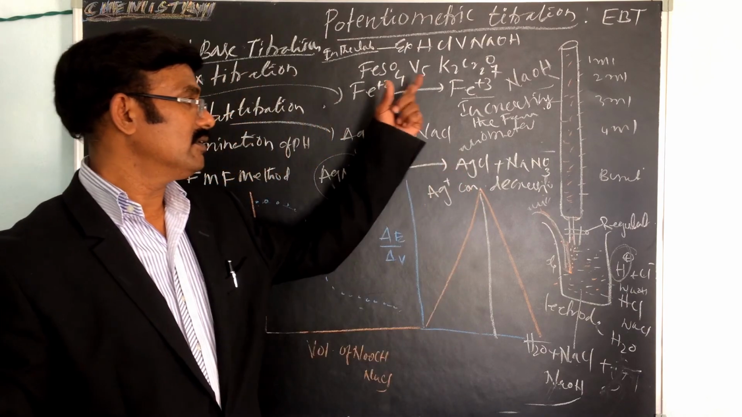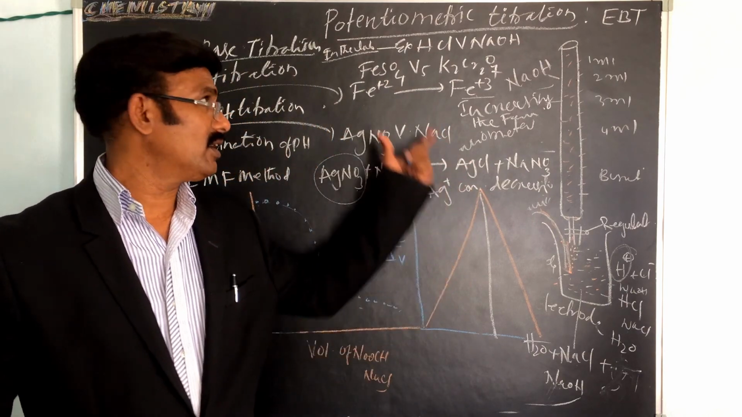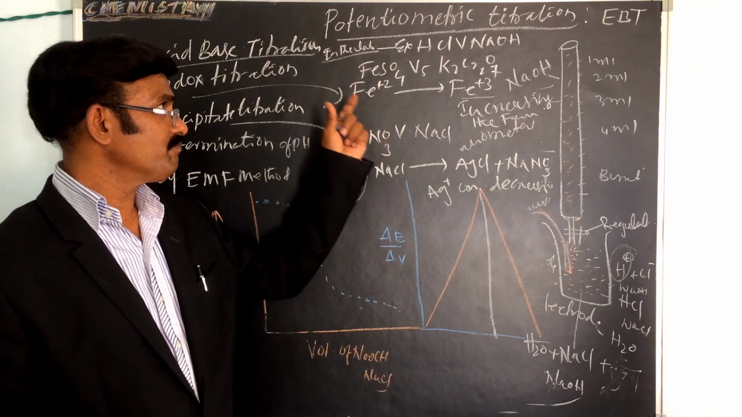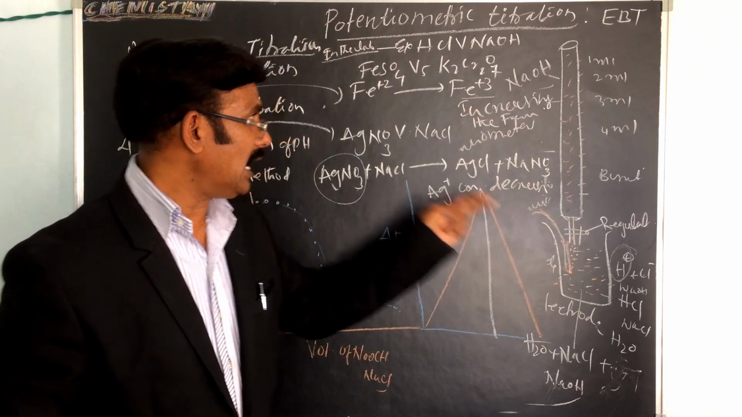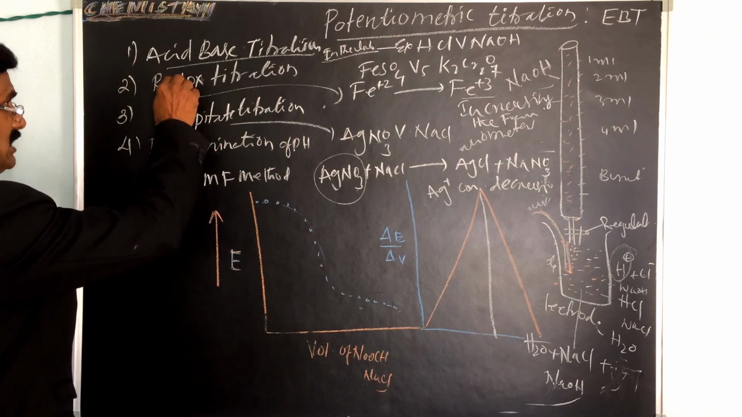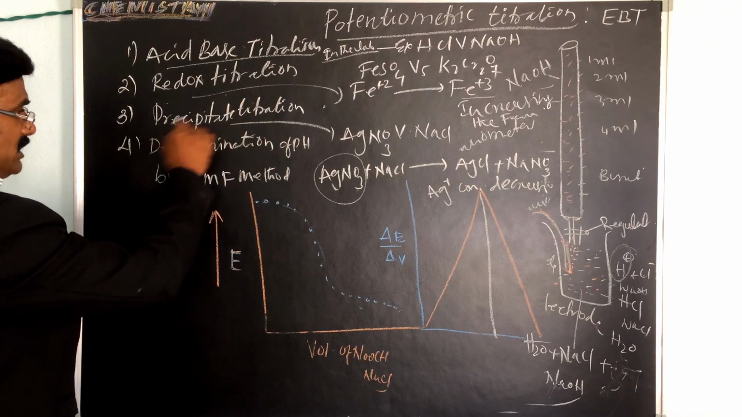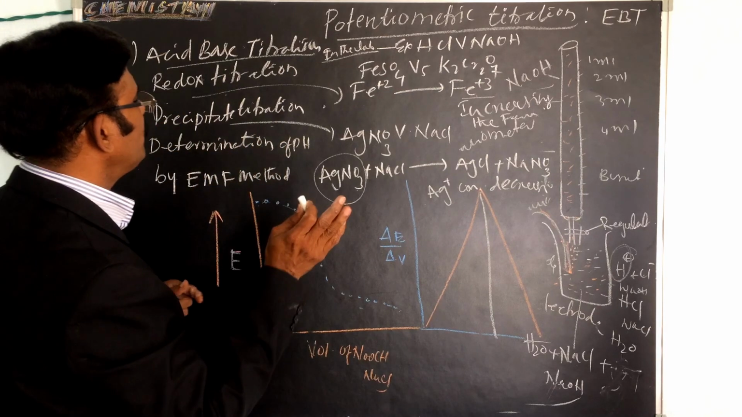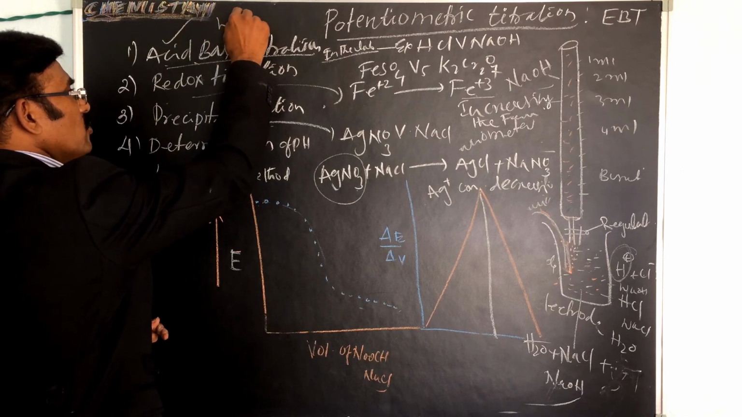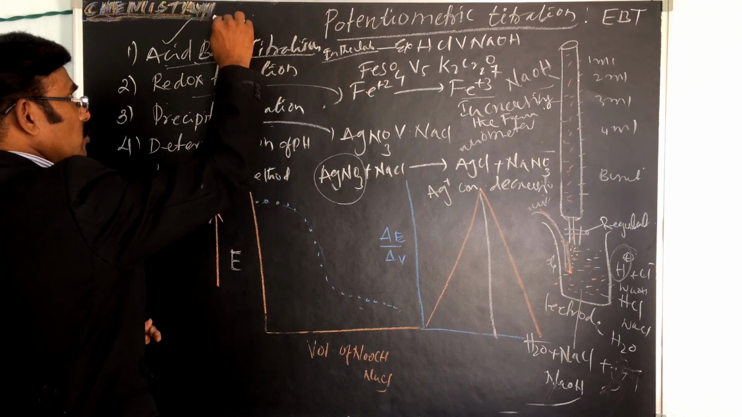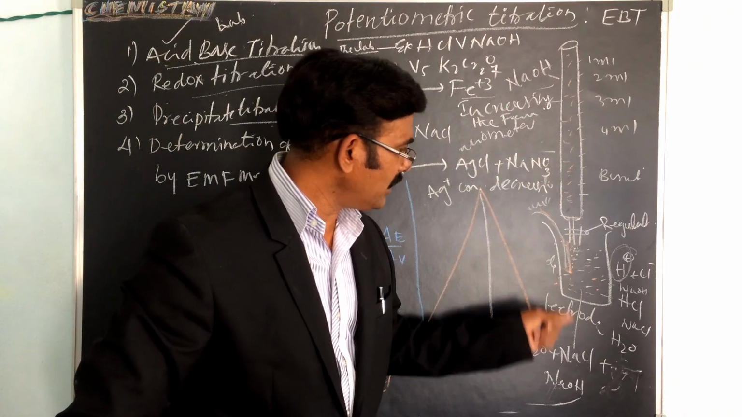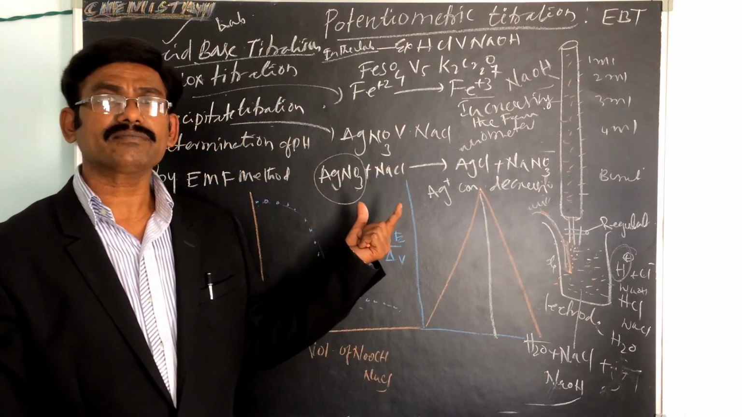So this much is enough for studying potentiometric titration. You have to write the definition and general example, the acid-base titration, redox titration, precipitation titration, and the determination of pH and EMF method, completely. This is the lab method, and we are going to do this experiment. So anyway, we have to remember: titration, one diagram, one graph.